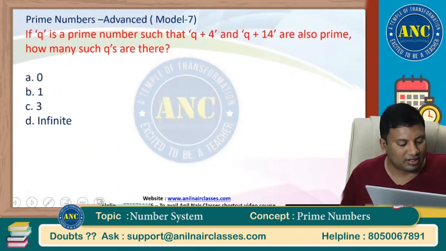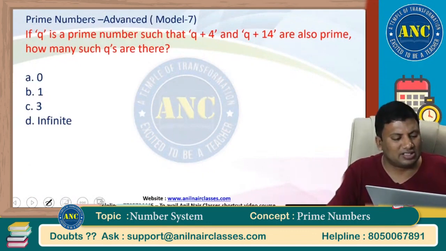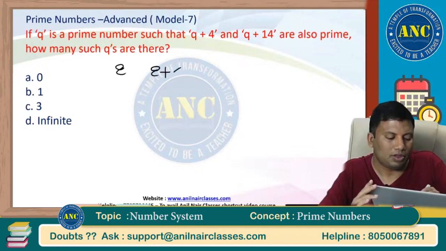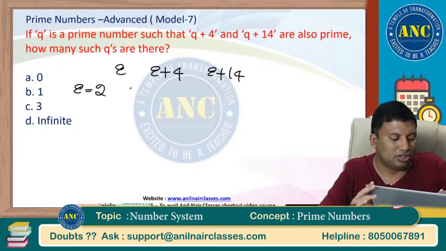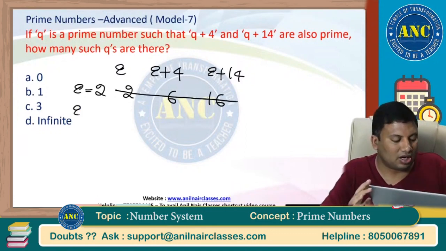Model number 7. We have already solved this model because it is a previous year examination question. We can solve it. Q, Q plus 4, Q plus 14. This triplet is prime numbers. Q is 2, then 6, 16. 6 and 16 are even numbers, not possible.